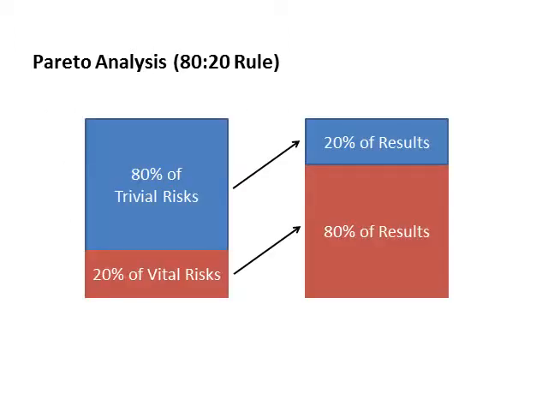The 80-20 rule in Pareto analysis says that 80% of the risk from the pool of large risk are contributing only to 20% of the results, or impacting only 20% of the results, whereas the remaining 20% vital risk are contributing to 80% of the results, or impacting 80% of the results. So this means the 20% vital risk are much more critical than the remaining 80% trivial risk.